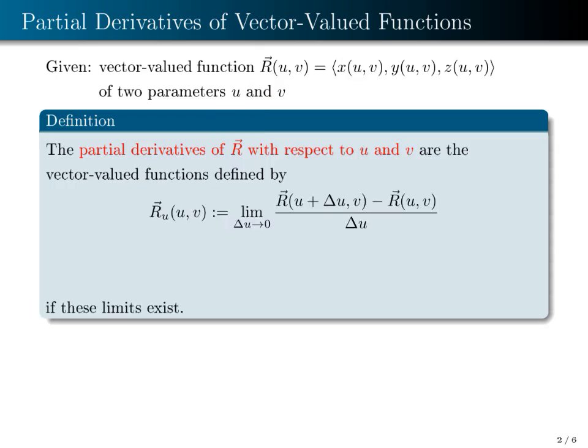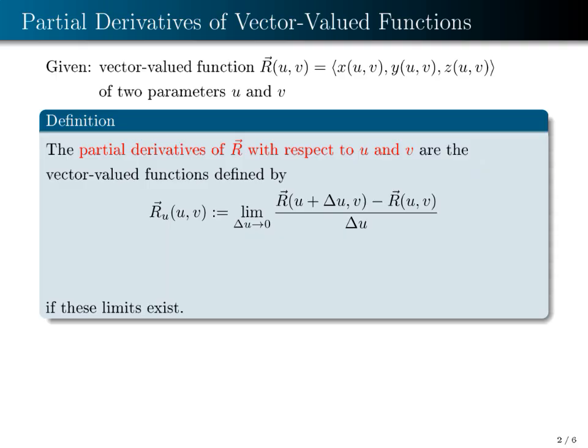The partial derivative of r with respect to u, written in this manner, is the vector-valued function defined by the limit of r of u plus delta u, v minus r of u,v, all over delta u, as delta u approaches 0, if the limit exists. Note that subtraction here pertains to vector subtraction, while division by delta u here means scalar multiplication of this vector by the scalar 1 over delta u.